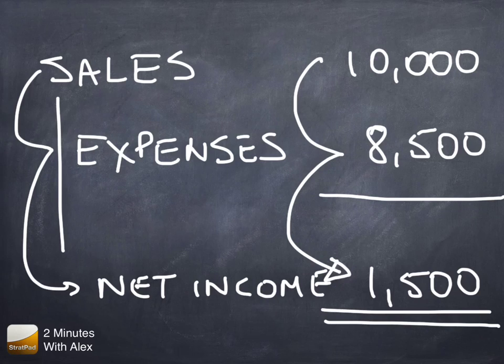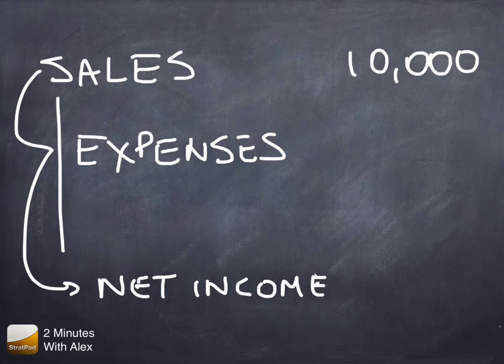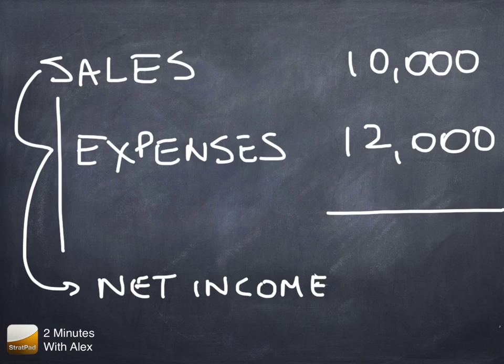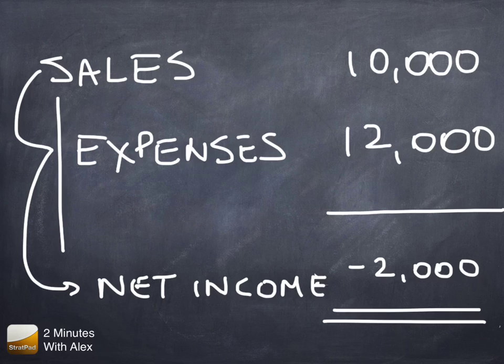And now let's see what happens when our expenses are greater than our sales. Sales of 10,000, let's say expenses were 12,000. We're going to do some mathematics here. 10 minus 12 is equal to minus 2,000 with a double underline. That shows a loss. Sometimes losses aren't shown with a minus sign in front of them. Sometimes they're shown with brackets, and that means exactly the same thing.